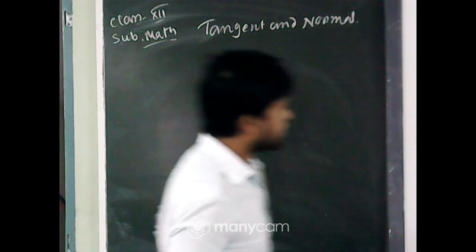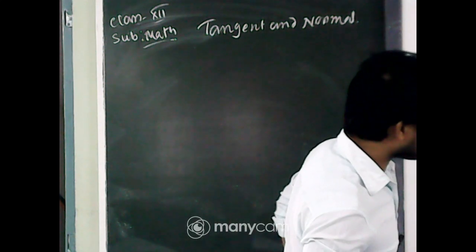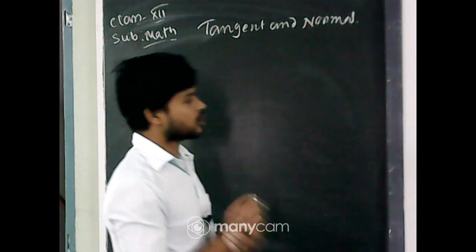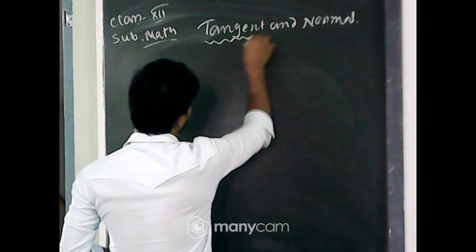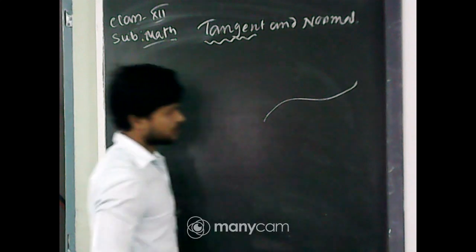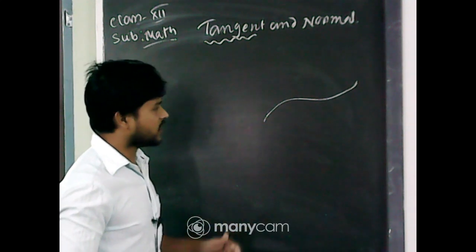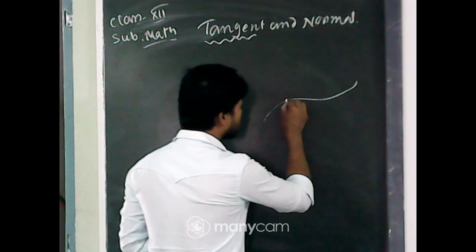The tangent represents the direction of the curve at a particular point. Okay, very good. Tangent represents the direction of a curve at a particular point. Okay, so I am telling you the definition of tangent. Suppose this is a curve. So tangent is a line which touches the curve at one point.